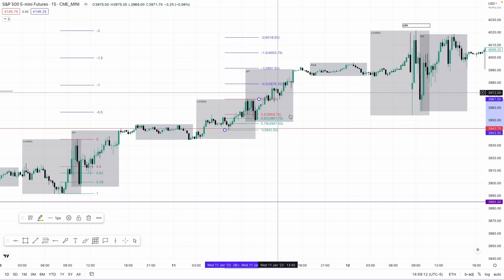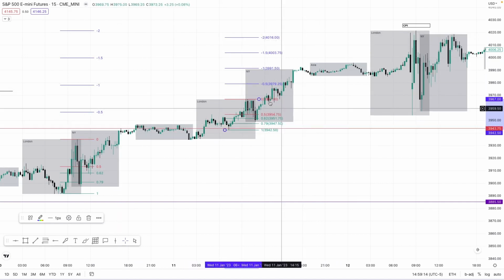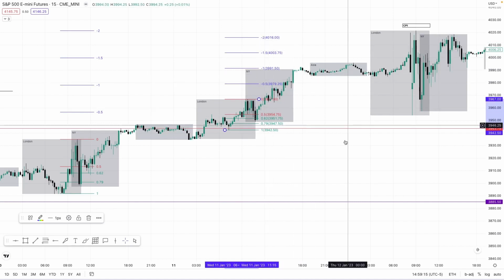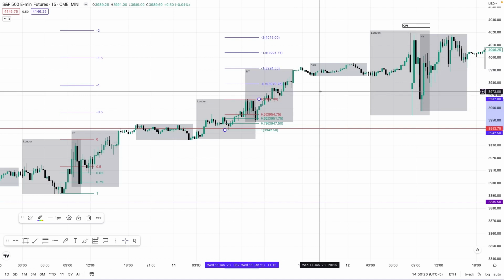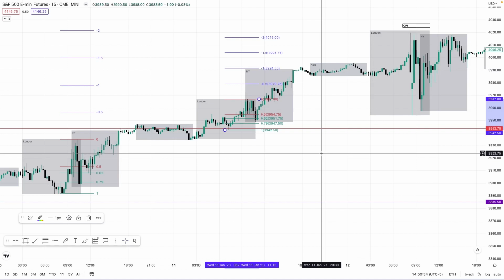So these ranges that we create, again, these are just projections to the next PD array, and this gives you confluence. When you put context behind all this, it allows you to make educated and specific targets based off the context that you have when placing your fib.